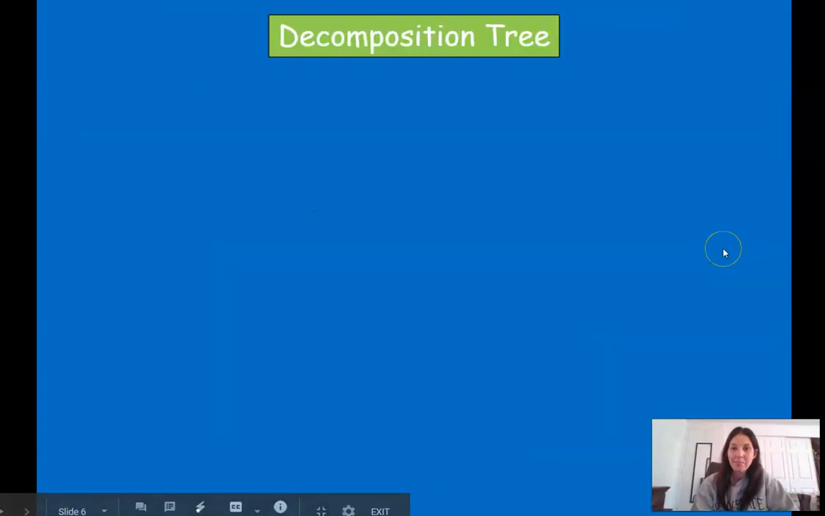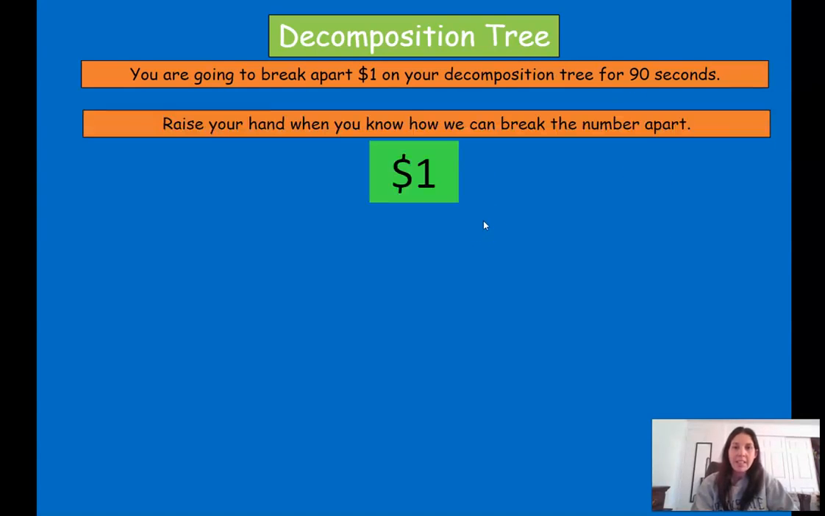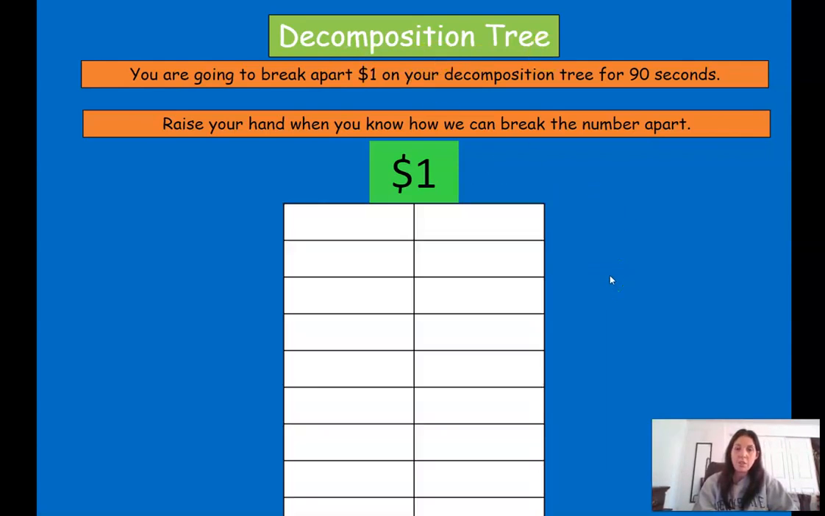Okay, now we'll do this little activity for just a couple minutes here. Basically, we're going to think about all the ways that we can combine coins and break apart a dollar. So it's called a decomposition tree. So if we have 3 quarters on one side, how much more do we need to get to $1? We have 3 quarters. How much more do we need? We need 1 quarter.